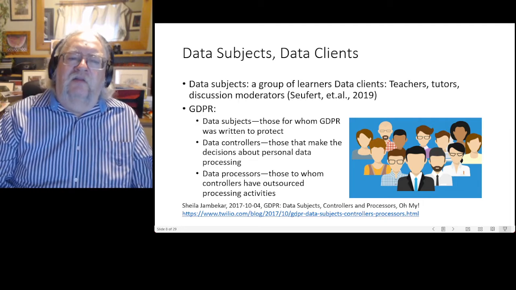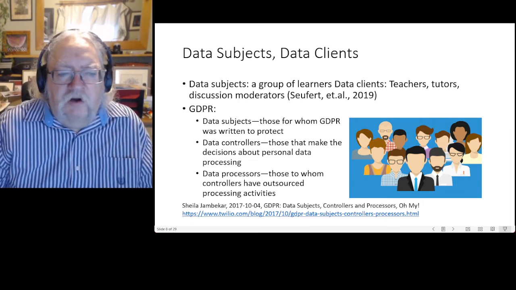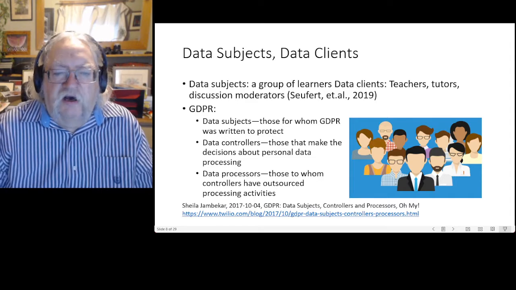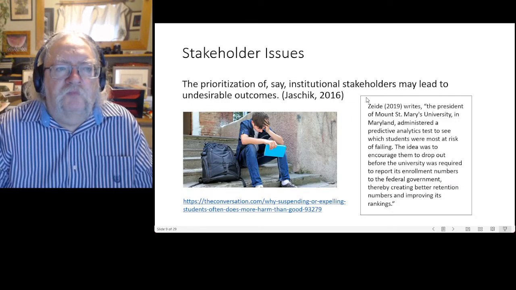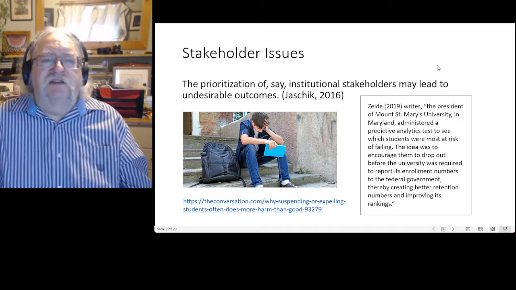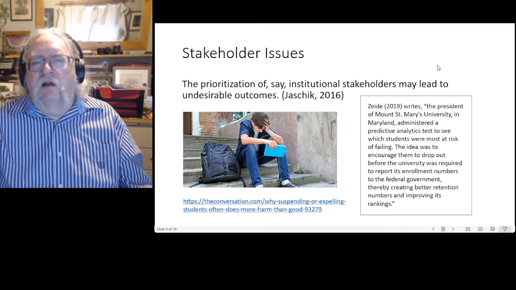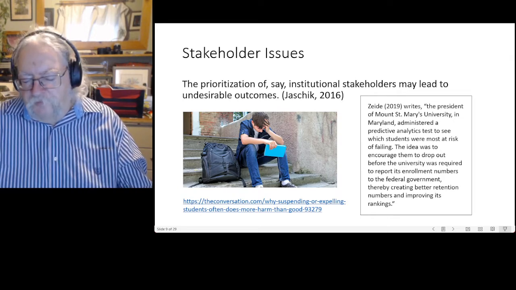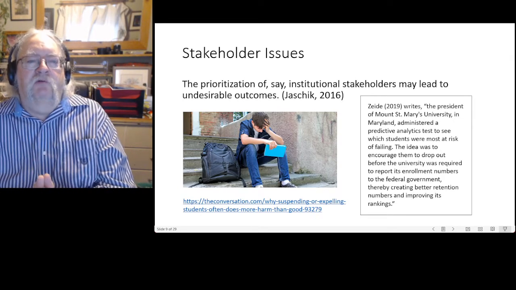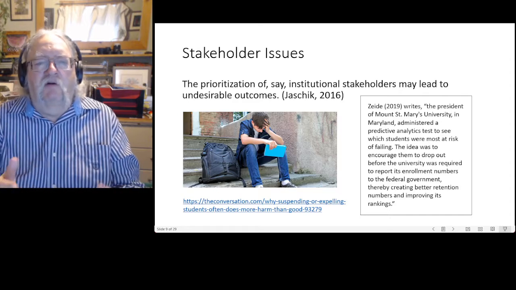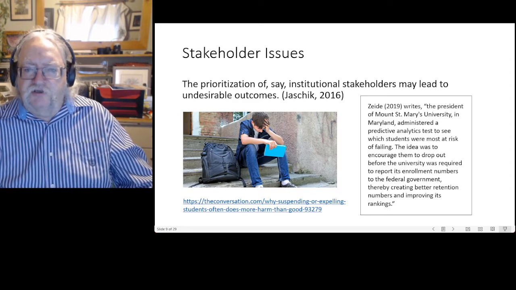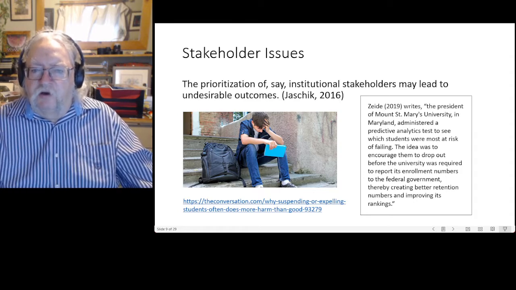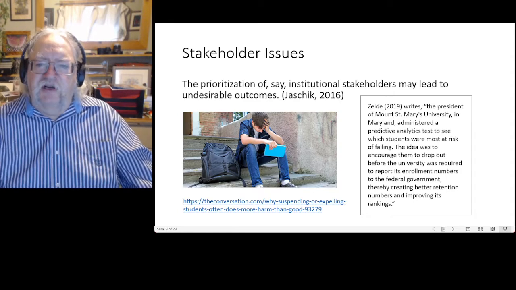Again, these are all subject to their own distinct responsibilities for the outcome of AI and analytics processes. Why is this important? Well, if we prioritize one group of stakeholders over another, we might get bad results. For example, if we prioritize institutional stakeholders, then we might get a situation that Zeid wrote about where, and I quote, the presidents of Mount St.